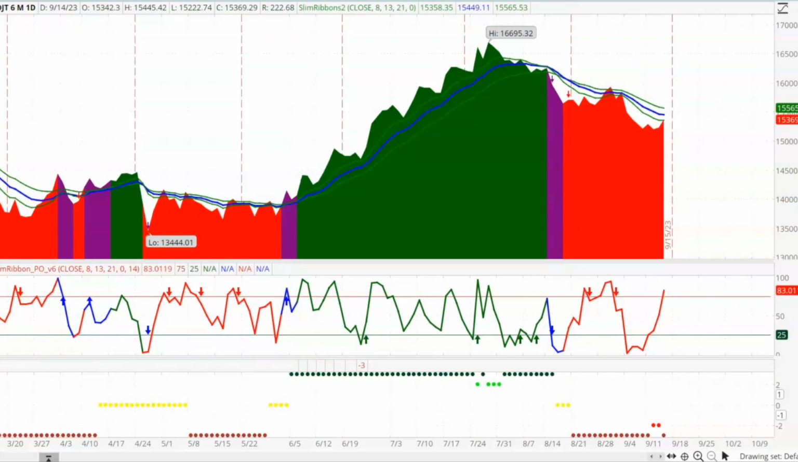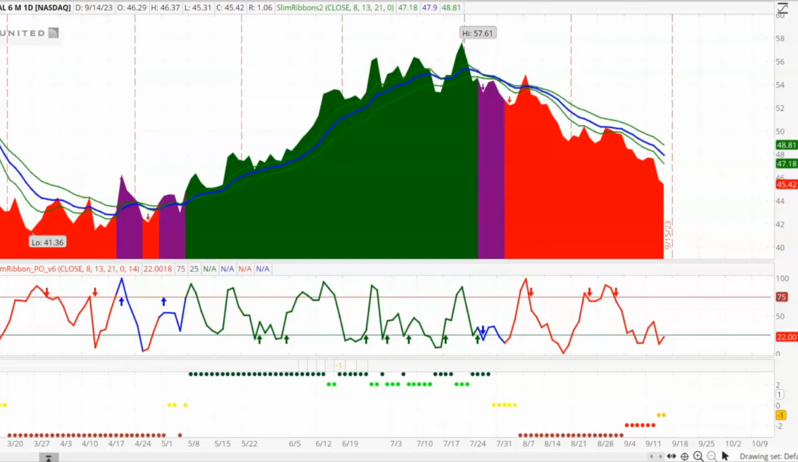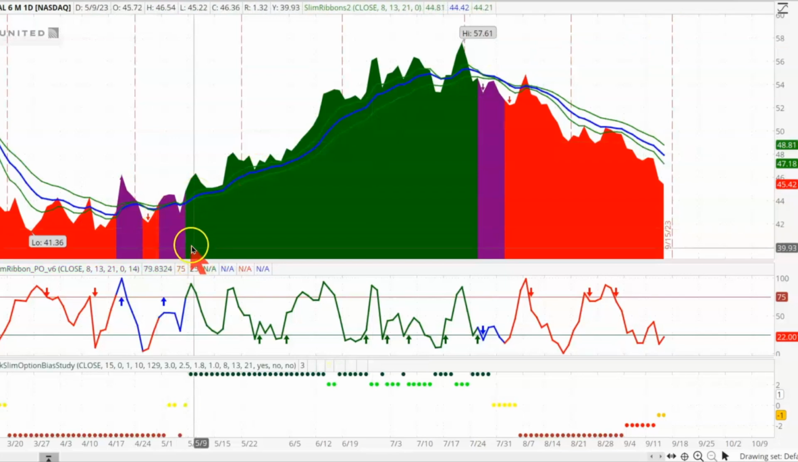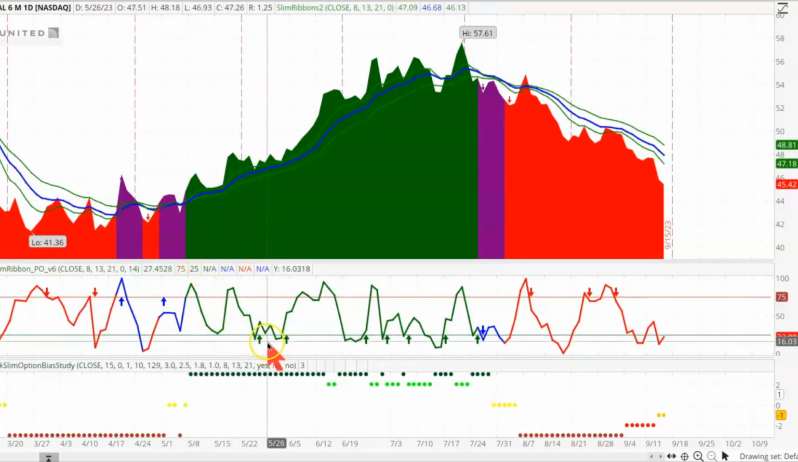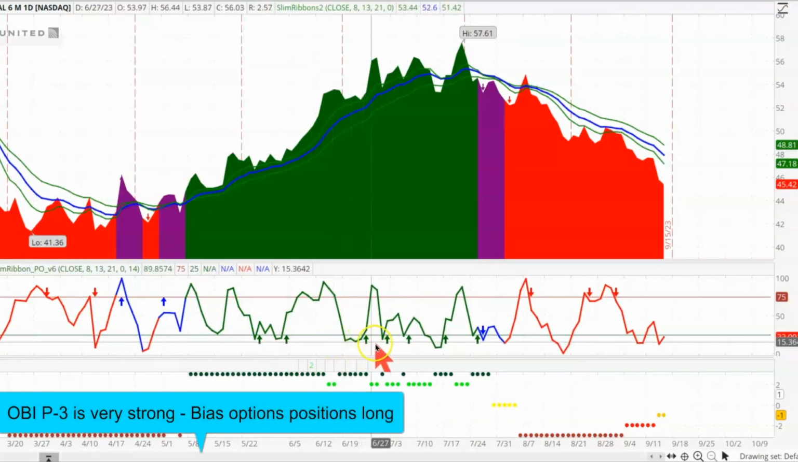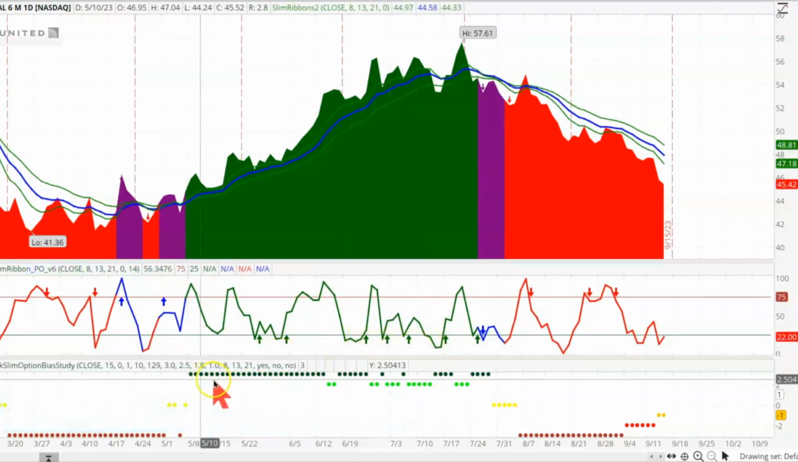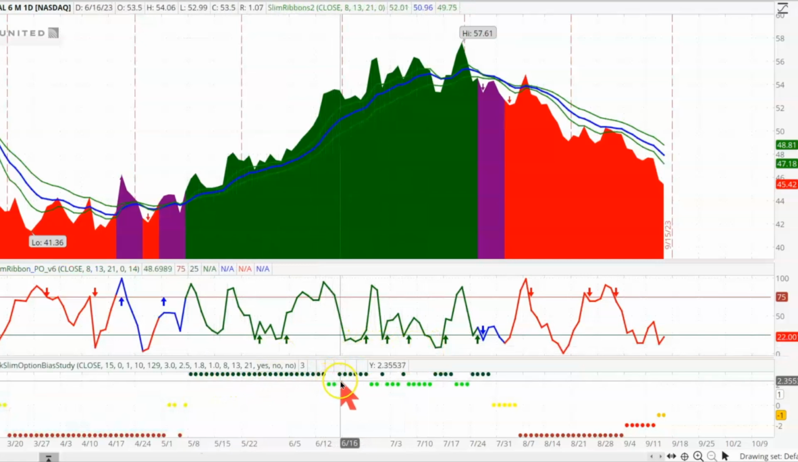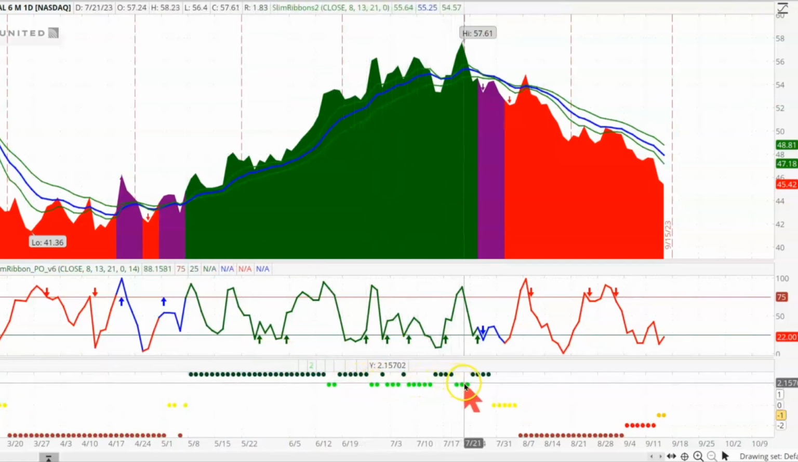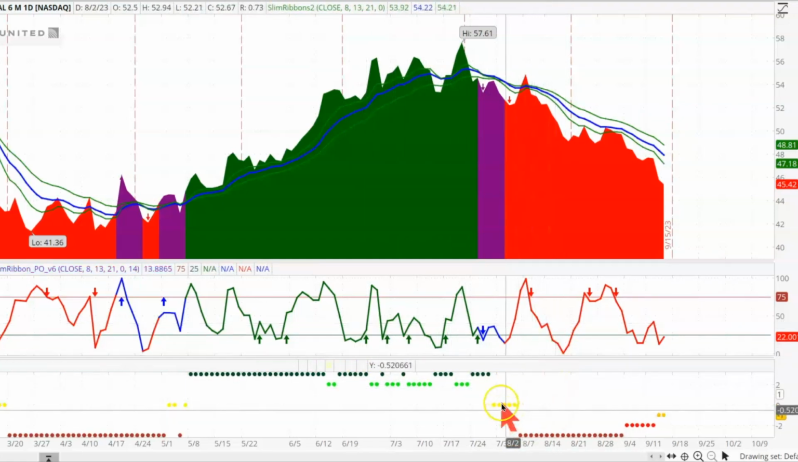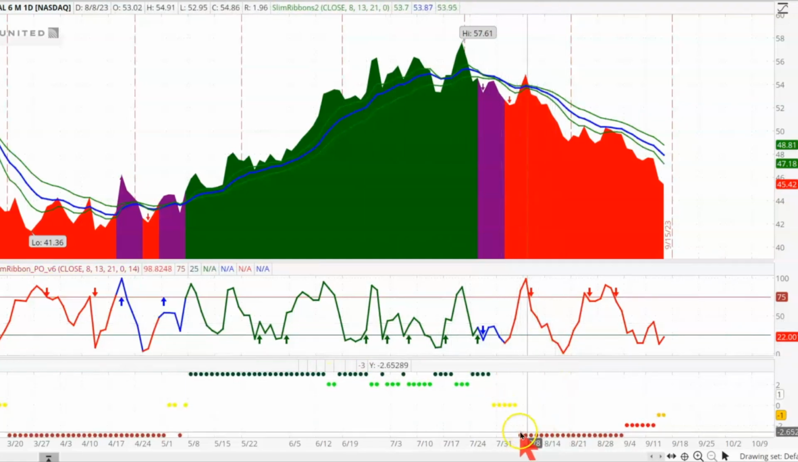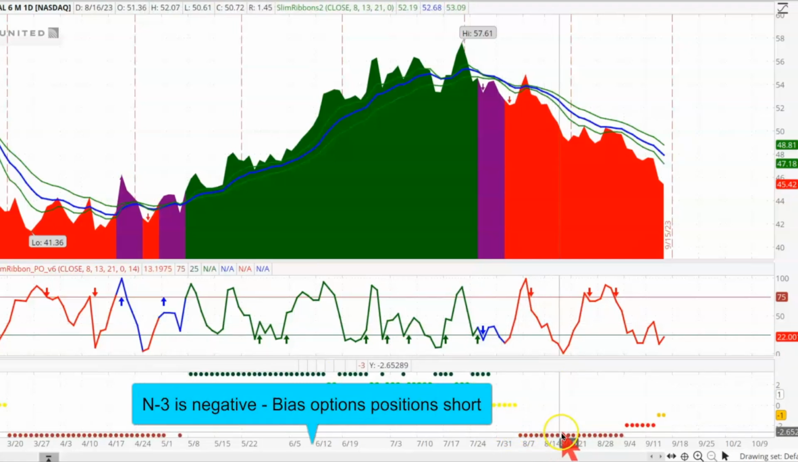Now, when I look at the individual stocks, we're going to go to United Airlines first. You can see in here there's some other information along with this. Now, during this period that the transportation was strong, it was actually a longer and stronger period for United Airlines. And you can see option bias positions were telling you to stay on the long side. It was getting a little bit overbought right over there.